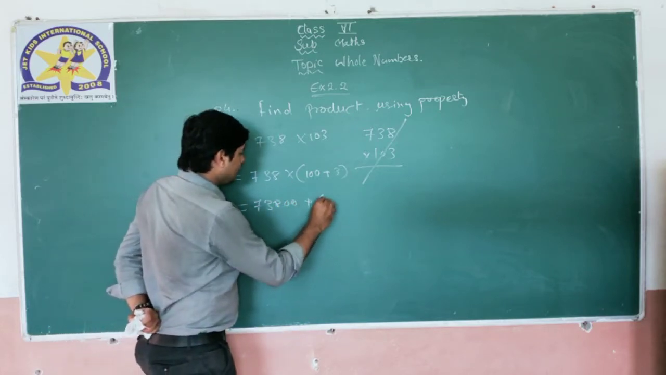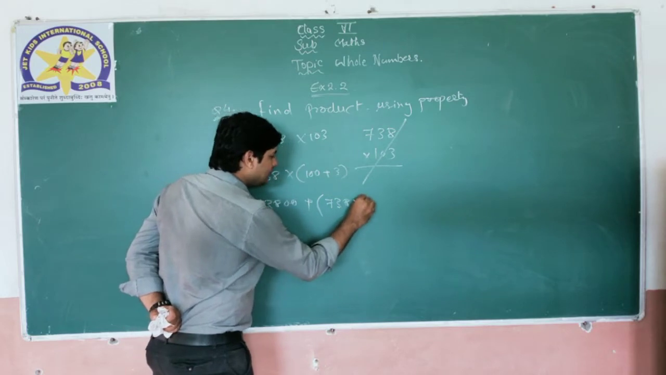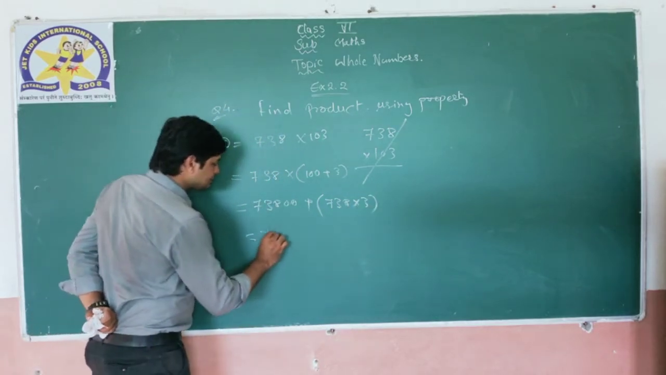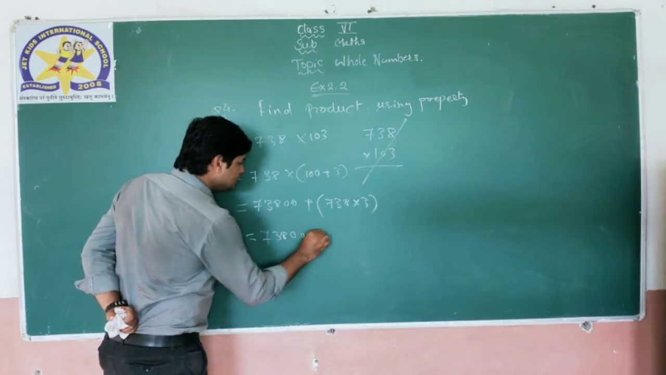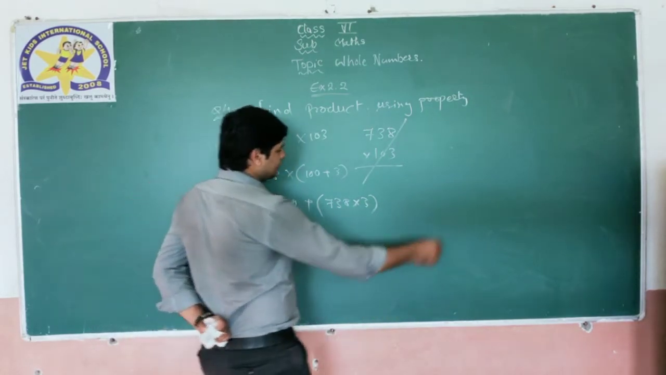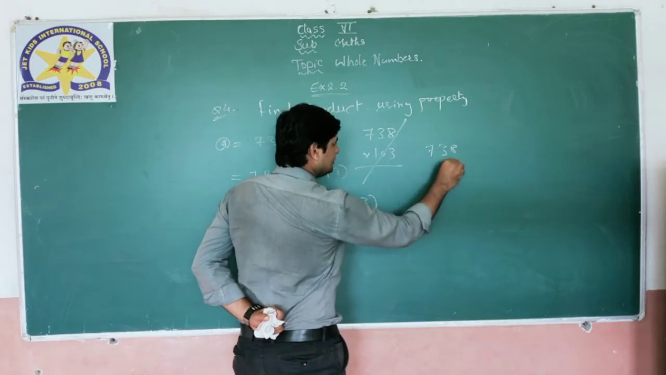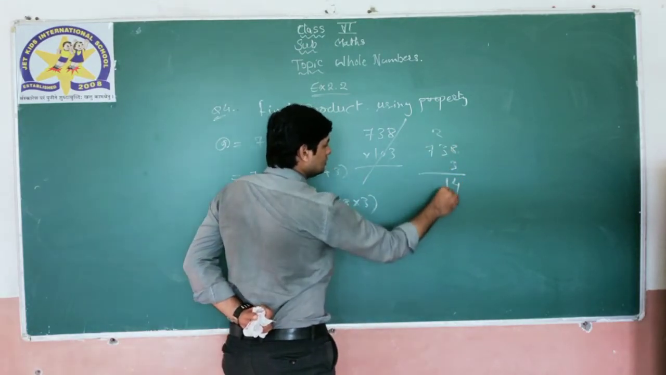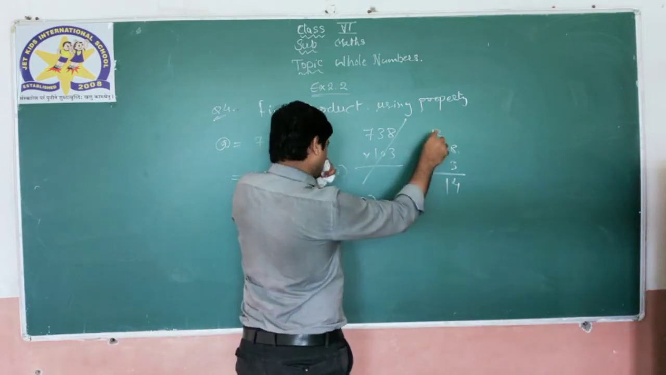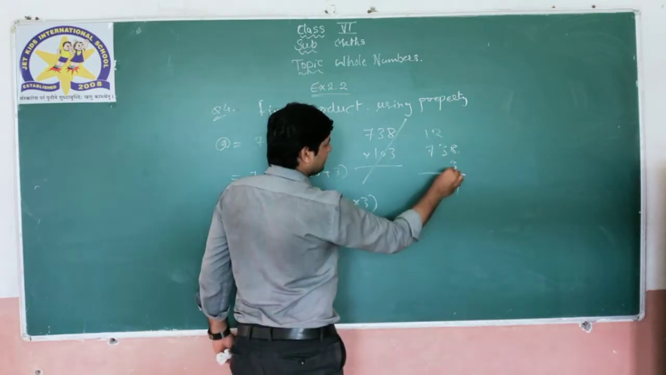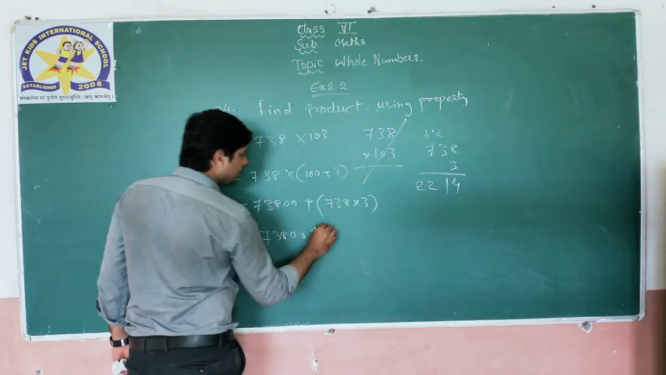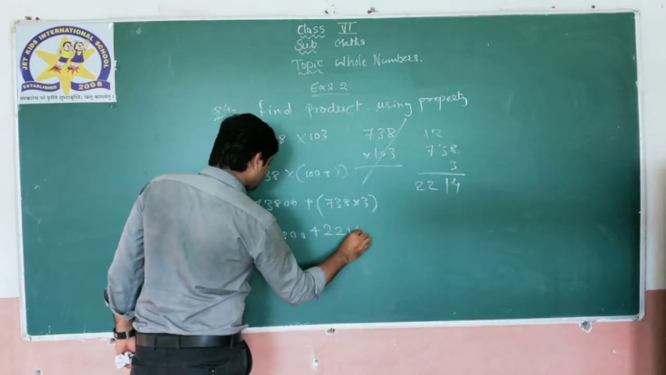And here we have 738 multiplied by 3. Clear? So it will be 738 times 3. How to multiply it? 3 8s are 24, 3 3s are 9 plus 2, 11. Carry 1, 3 7s are 21 plus 1, 22. So it will be 2214. Now add it.